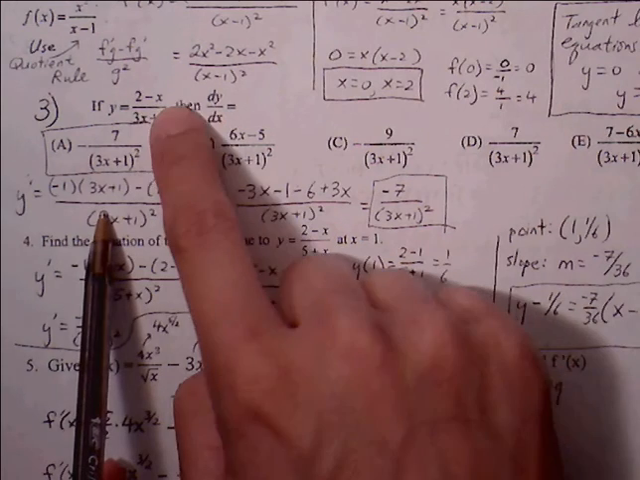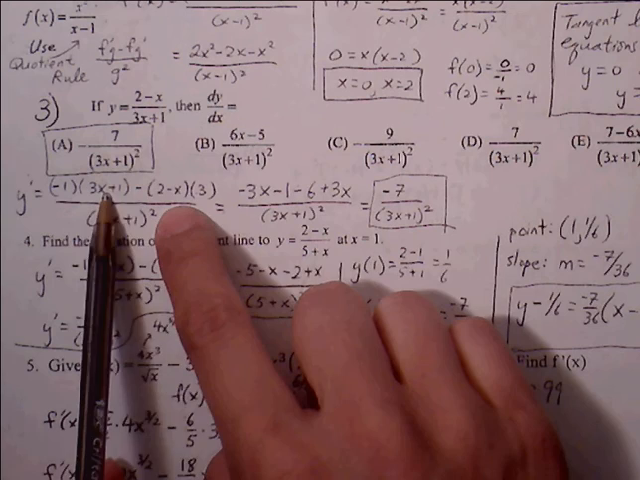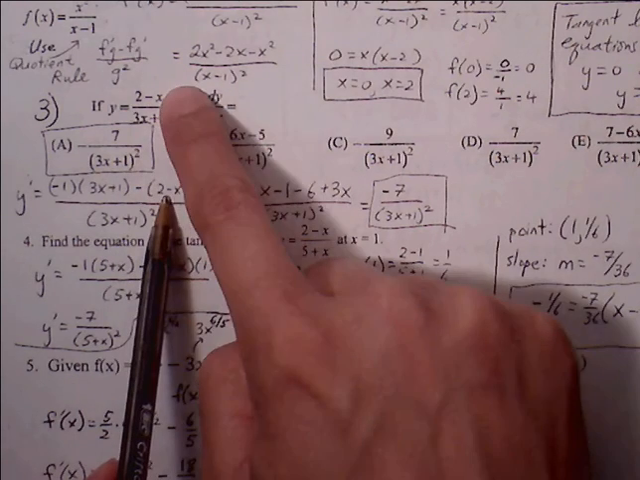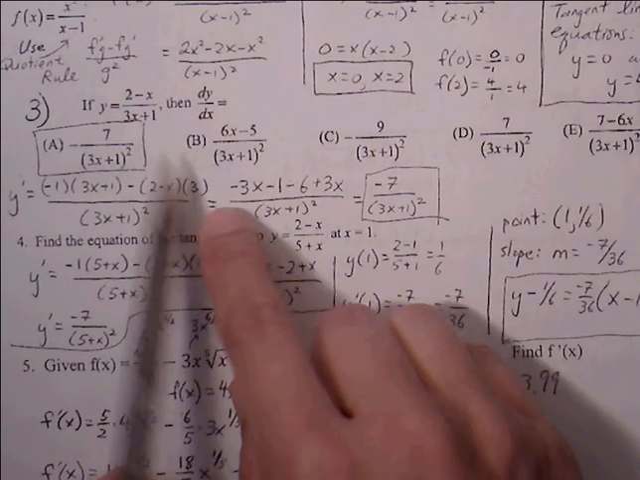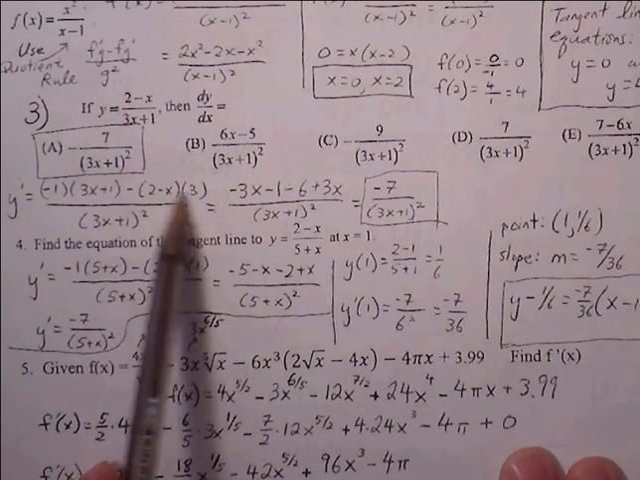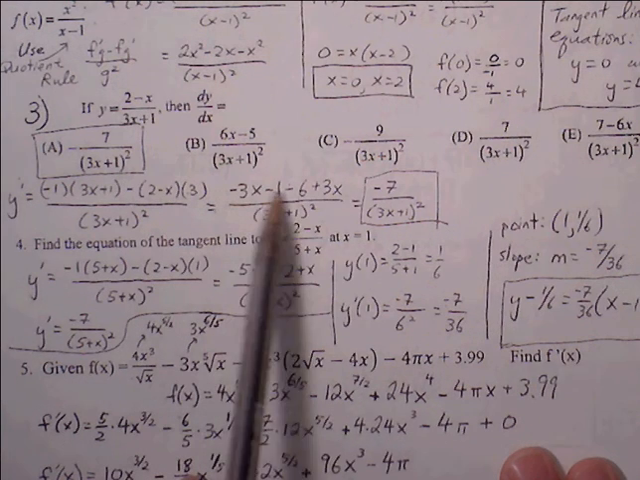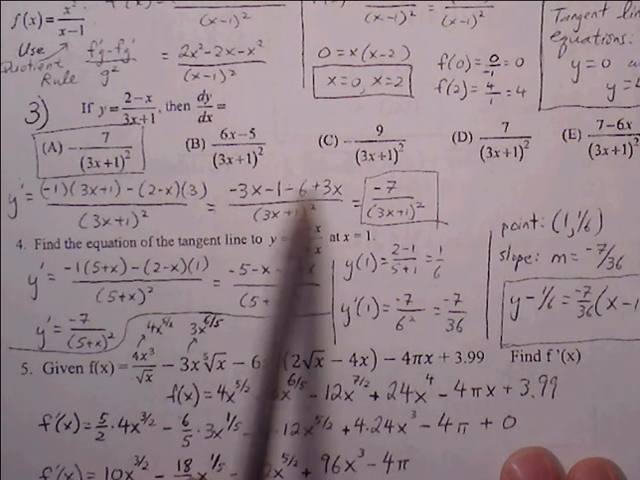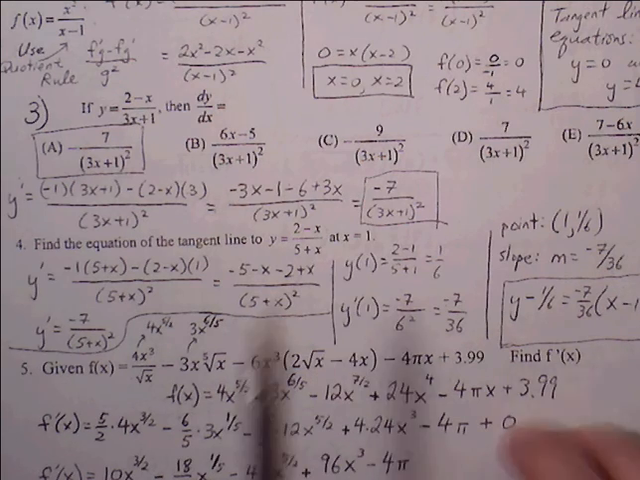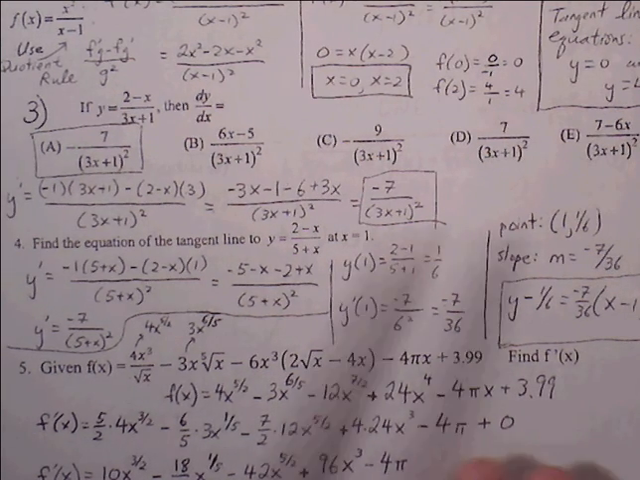So f prime is the derivative of 2 minus x, which is negative 1. And then times g, we keep the denominator, minus the original numerator, times g prime. So the derivative of the denominator is 3. We can distribute and clean up the numerator, and get negative 3x minus 1 minus 6 plus 3x. The 3x is canceled out. Negative 1 minus 6 is negative 7. So there's our derivative. So that matches with option A.